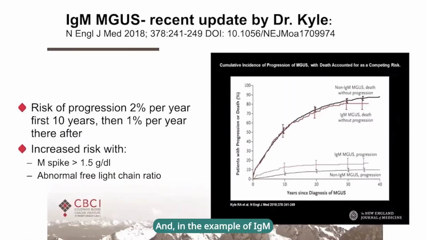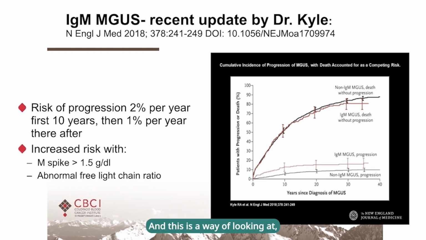And in the example of IgM MGUS, looking at this curve here, if you have 100 people who are diagnosed with IgM MGUS at time 0, after 30 years, about 15% of them will develop a blood cancer problem from that. So the great minority of patients over time will develop a problem.